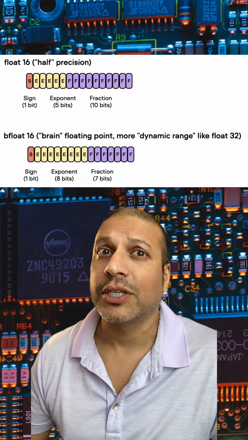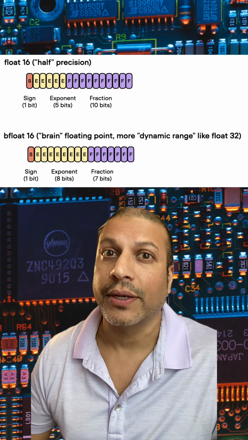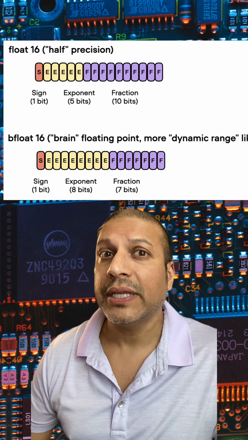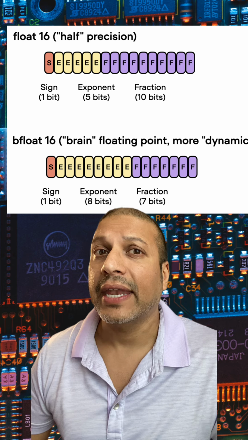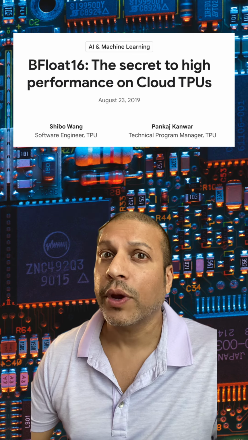So this led some folks at Google to come up with brain floating point. Brain floating point adds more bits to the exponent, and what this does is it gives us a bigger dynamic range. And nowadays, we see this brain floating point widely used when folks are training machine learning models.